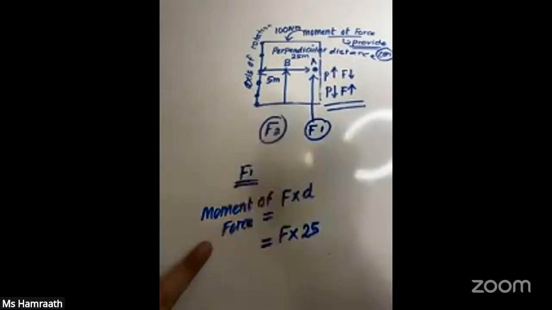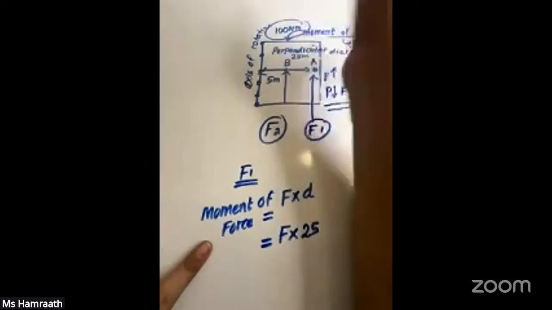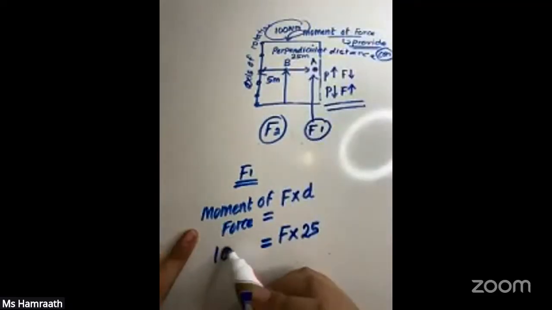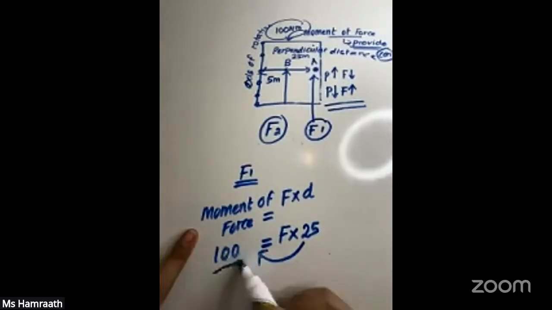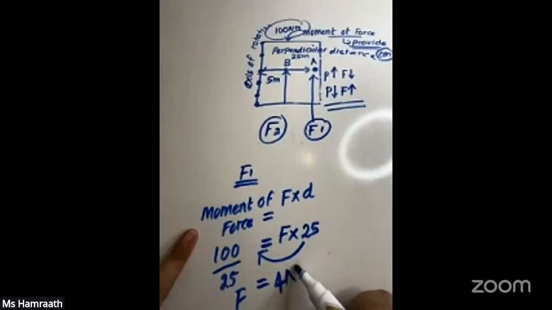And what is the moment of force that they have given? 100. So what are we supposed to do? Divide by the 1 in the multiplication. And then you find the value of force is 4 Newton.